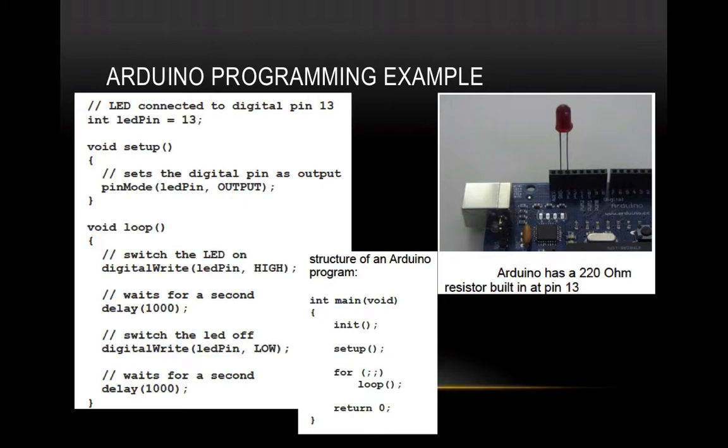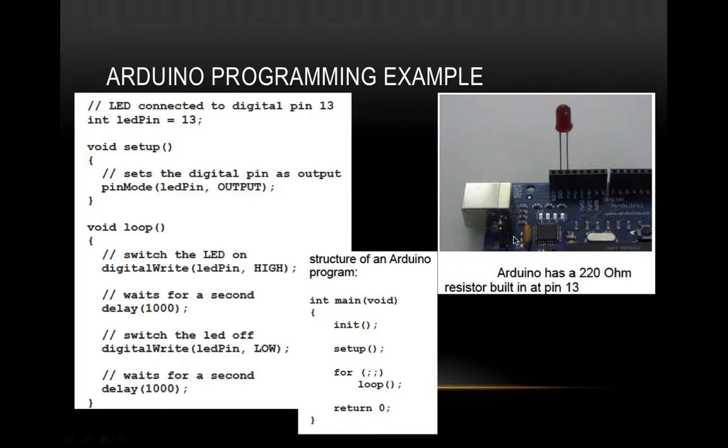So a typical Arduino programming example is specified here. As you can see, we first specify a setup module and then a loop module. The setup module gets executed once, and the loop module will get executed pretty much forever.